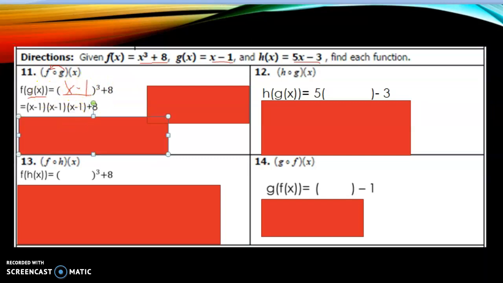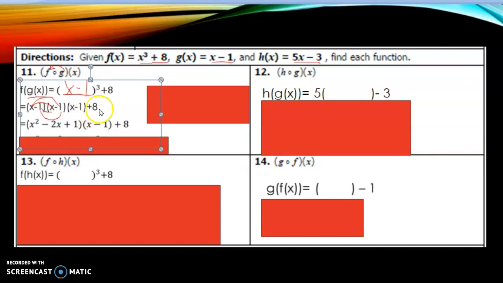So that means that I have to start by FOILing: x times x, x times negative 1, negative 1 times x, negative 1 times negative 1. When you do that and simplify, you get x squared minus 2x plus 1. So that's where this trinomial comes from. Notice we only multiplied, or FOILed, the first two parentheses. So I still have another x minus 1 right here, and we still have that plus 8 on the outside.